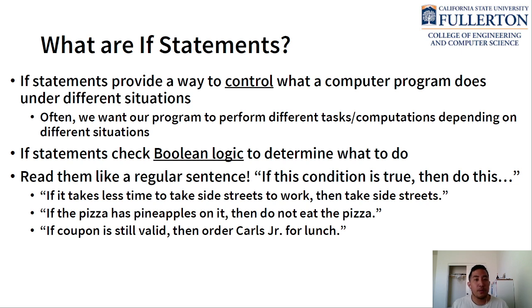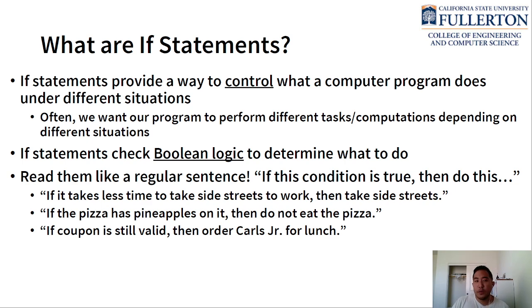Often we want our program to perform different tasks or computations depending on different situations, and we don't want to write separate programs for it. We want it all to be in the same program. We just want it to do slightly different things, right? If statements depend a lot on Boolean logic. If you recall, Boolean logic is basically a set of statements that either return true or false, right?